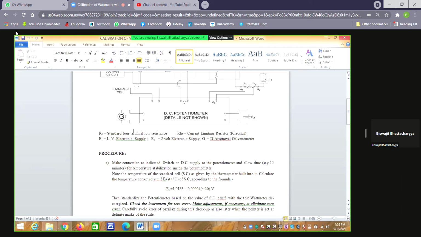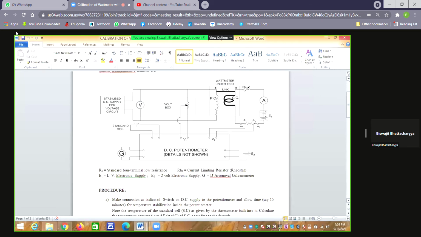Then we keep the selector switch in position 2, then measure V2 just by varying the slide wire position and observing the galvanometer with repeated press and unpress. And then we go for some calculation, and that happens for every reading of the wattmeter.